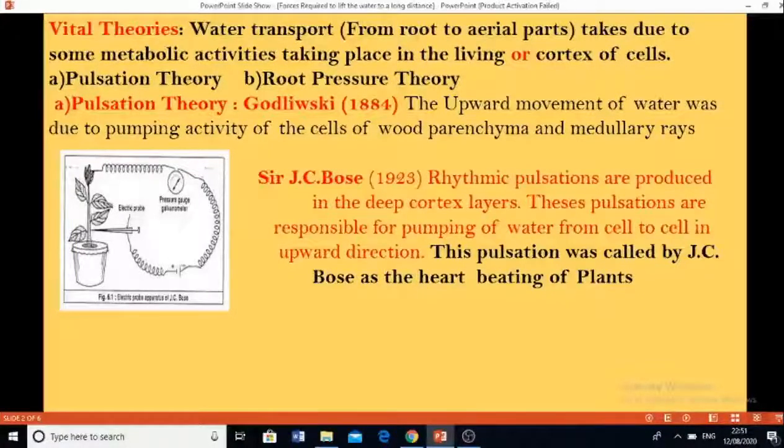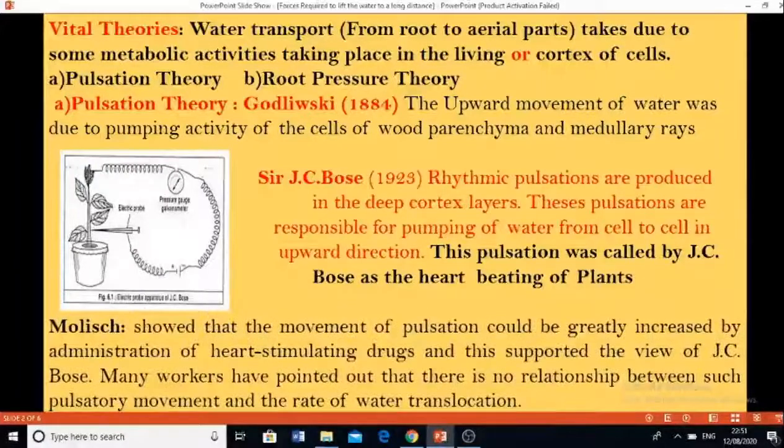According to this experiment, an electrode penetrated in the stem up to the cortex zone shows some oscillations. These oscillations indicate some active process is taking place in the cortex, and this pulsation was called by J.C. Bose the heartbeat of plants.